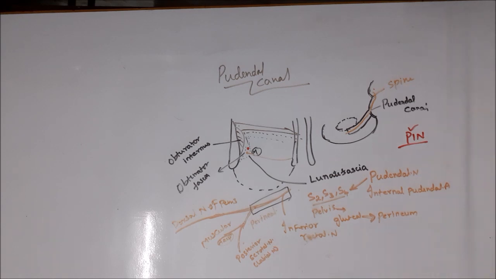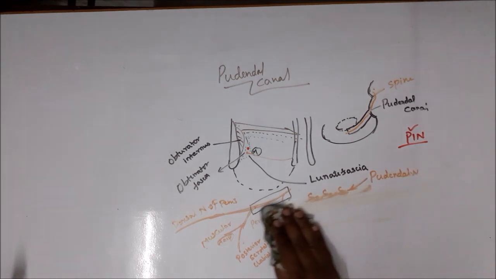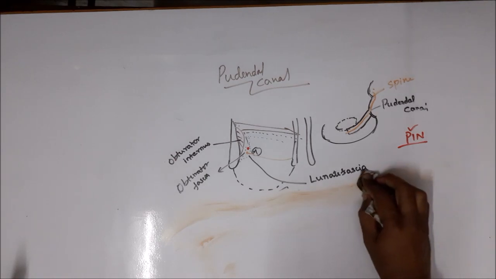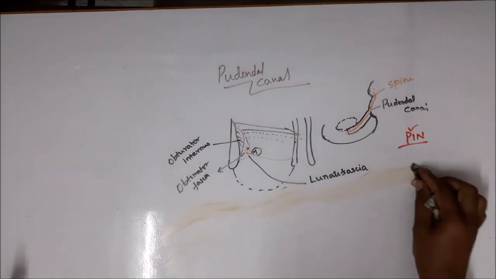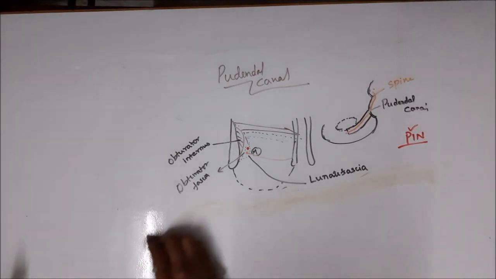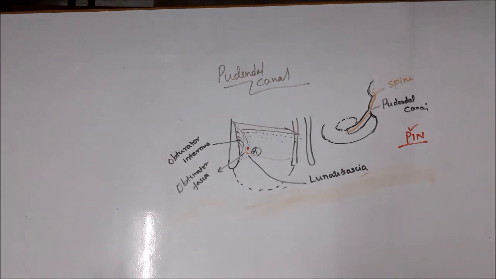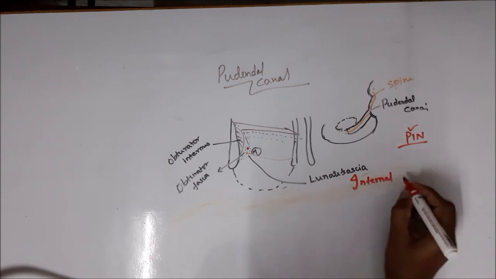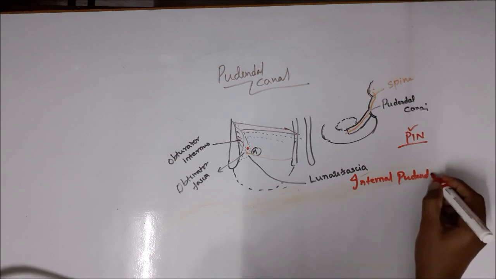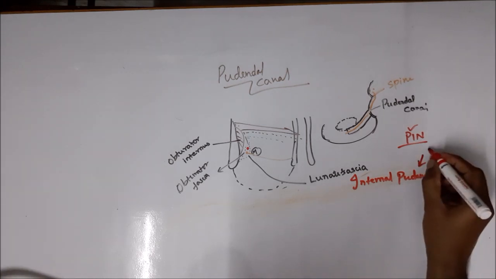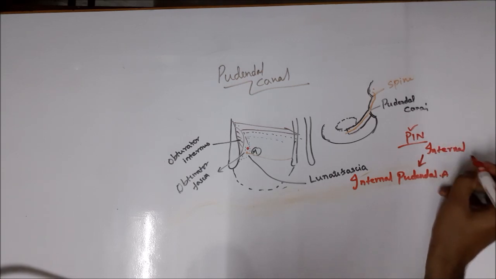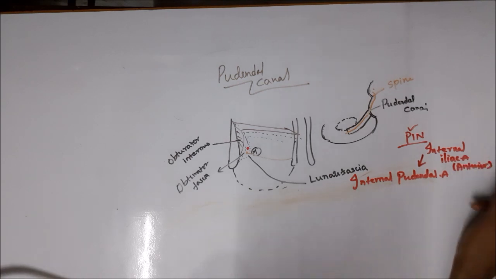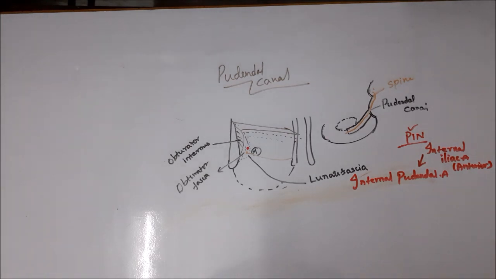Then the next content in this is internal pudendal artery. So where is this internal pudendal artery? It's a branch from anterior division of the internal iliac artery. So the next major content in this pudendal canal is internal pudendal artery. It's a branch from internal iliac artery. Which division? Anterior division of internal iliac artery is giving this internal pudendal artery.